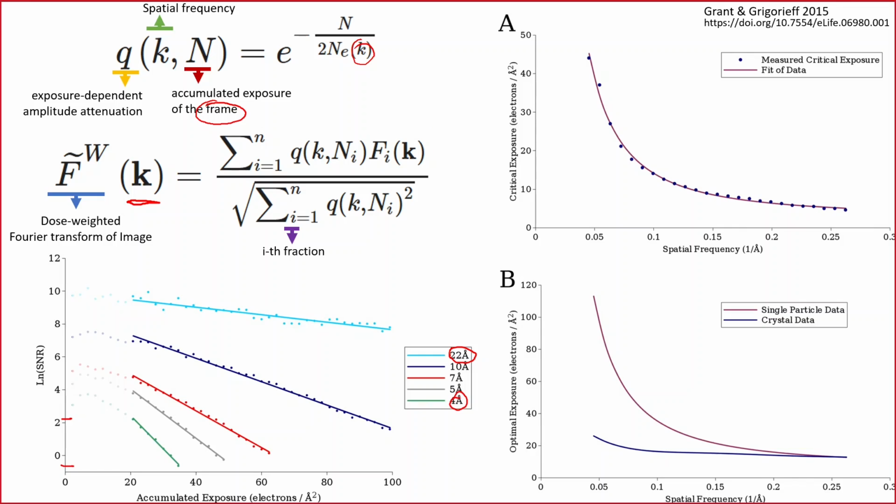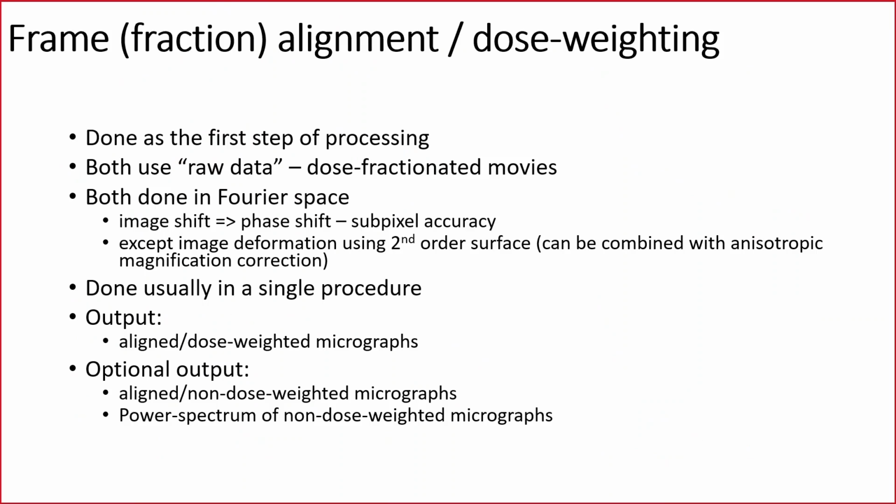So for the first fractions, we will let the high frequencies pass, or we will attenuate them less. For the last fractions, where the irradiation damage is the most and there was the most exposure, we are attenuating the high frequencies more. This is called dose weighting of the movies, and then we are summing it up and getting a sum of dose weighted micrographs.